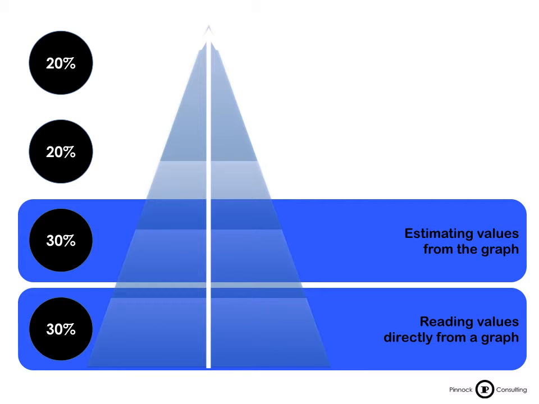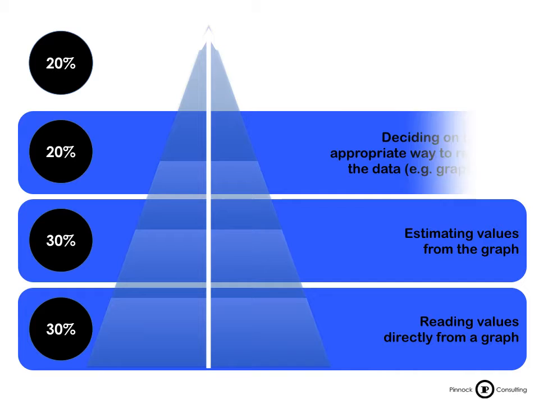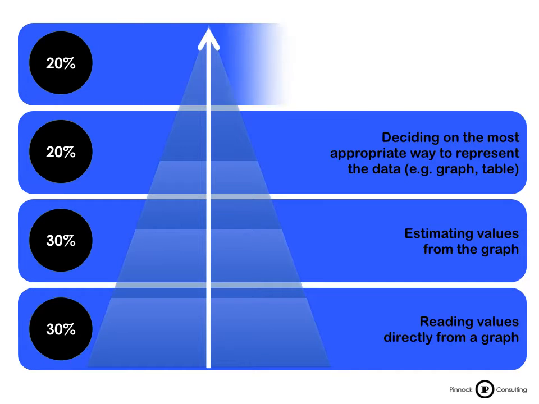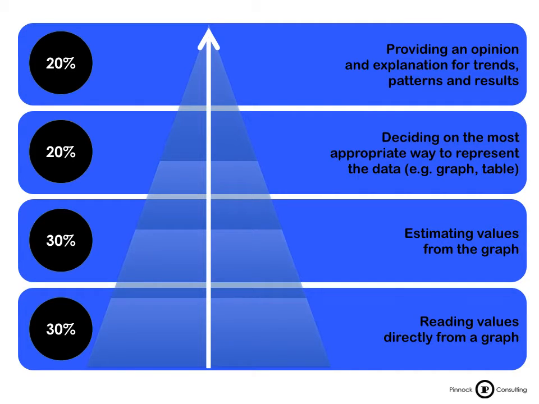Once the learners have grasped those 2 levels, 20% of our time should be developing their thinking to the level that they're able to decide on the most appropriate way to represent data. So for example, do we use a graph or a table? And then the highest level is again 20% of our time, where learners are encouraged to provide opinions and be able to explain trends and patterns they see on this actual graph.